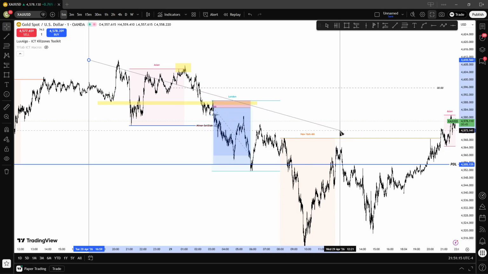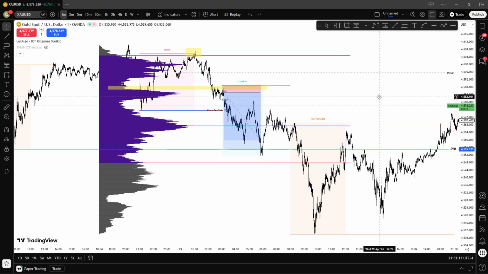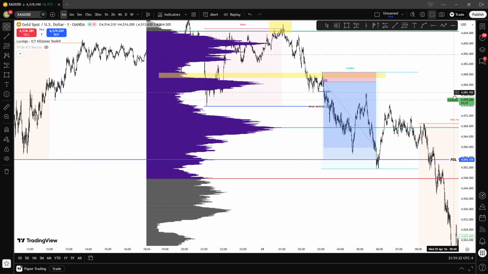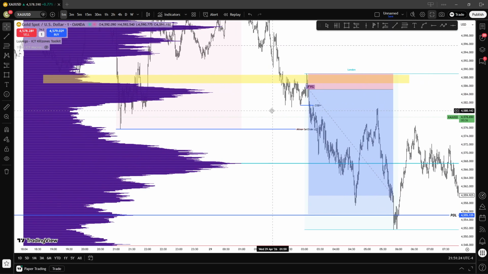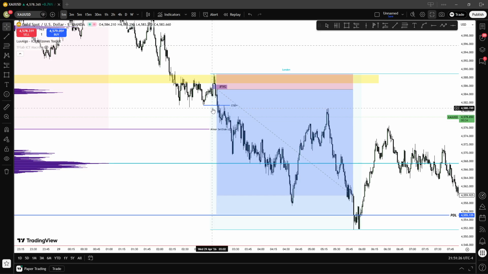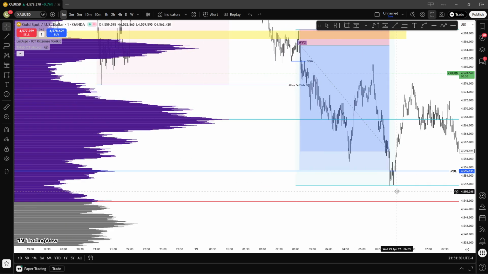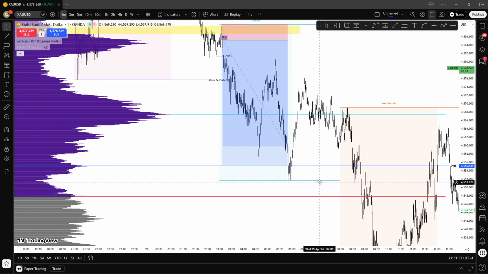As you see here, a very high quality A++ setup, as we usually do. 8 RR and get out of the market. This is how you stay profitable. Just hit the market once and you go out.